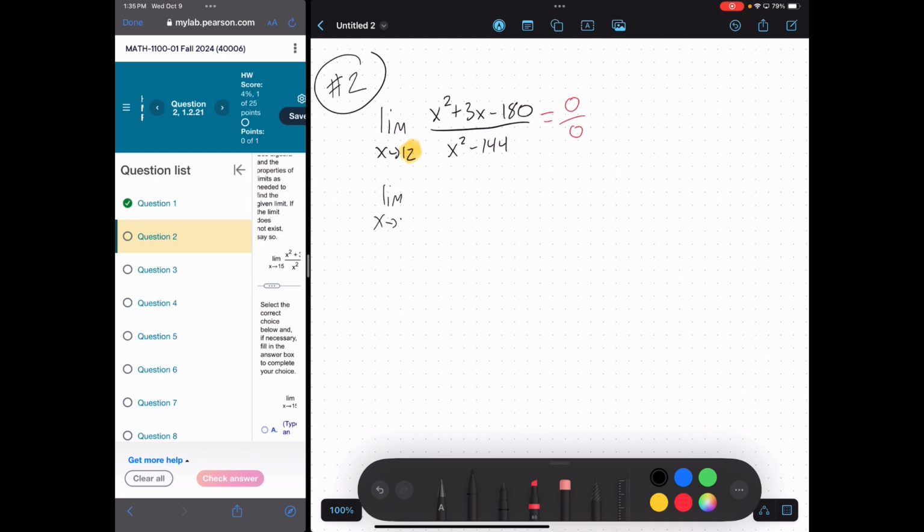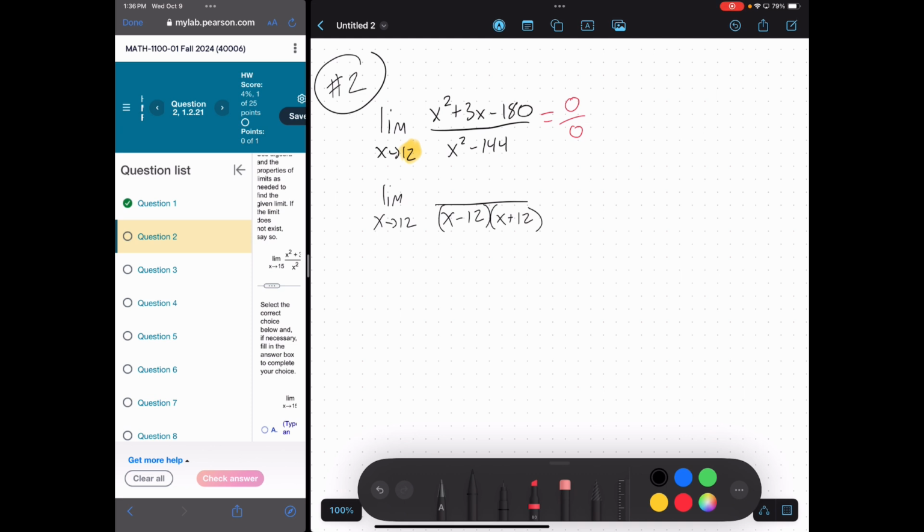What does the denominator factor to? x minus 12, x plus 12. Right, that's a difference of squares. Everybody okay with that? x minus 12, x plus 12. Difference of squares.